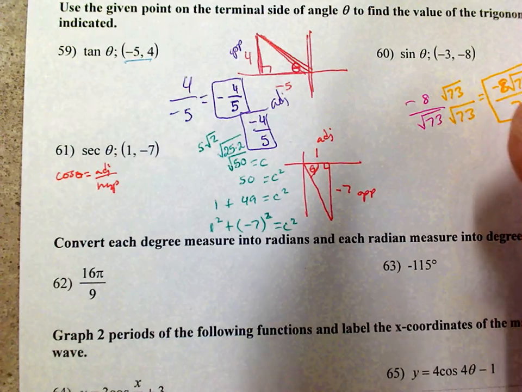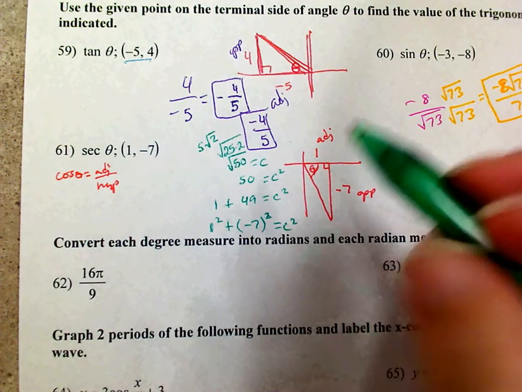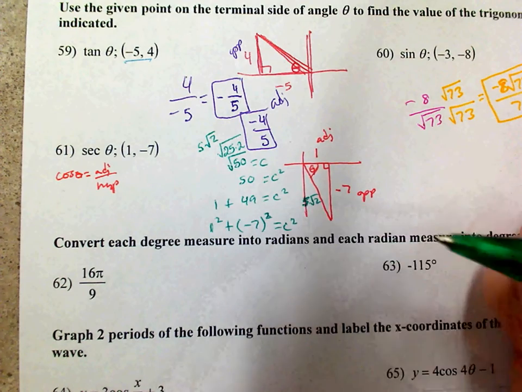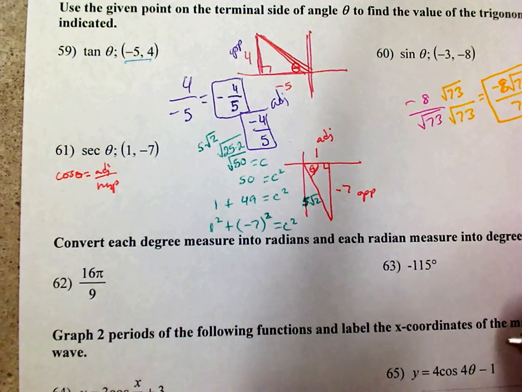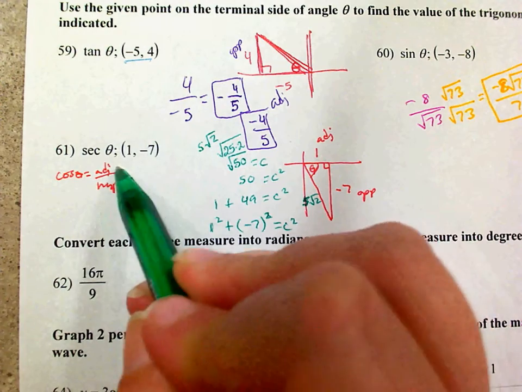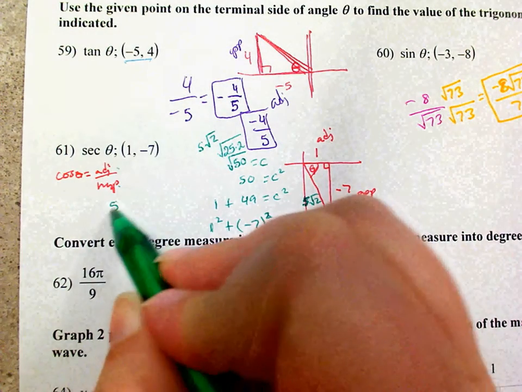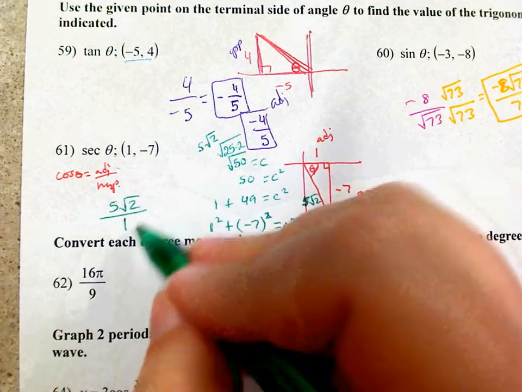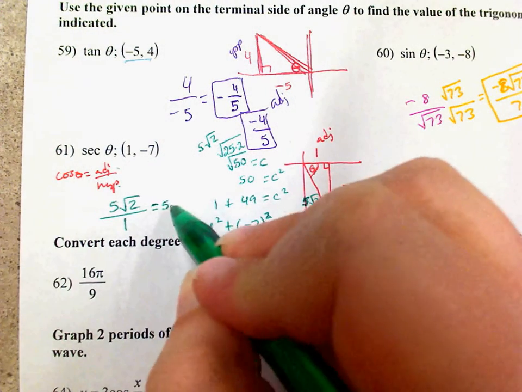So we need to simplify. We just need to find the secant. Secant is hypotenuse over adjacent, so hypotenuse is 5 square roots of 2 over adjacent, which is 1. And divided by 1, you can leave it like that, or you can just rewrite it as 5 square roots of 2. And there's your answer.